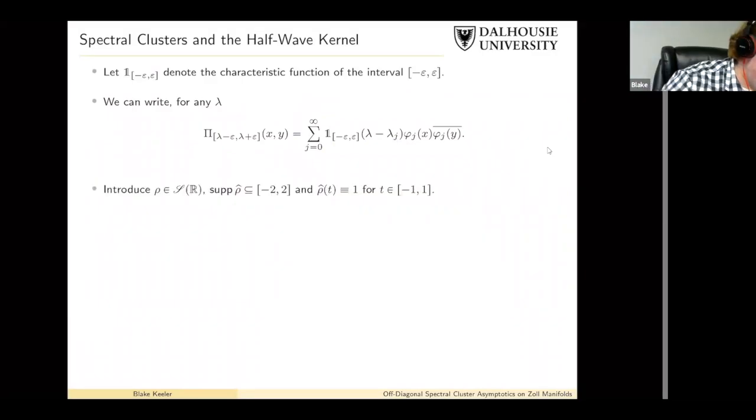And then I will introduce a Schwartz cutoff function to smooth out the behavior of this spectral projection as a function of lambda. So on the lambda side, I'm going to convolve with this cutoff function rho, which will correspond on the Fourier side to restricting the support of my half-wave kernel.